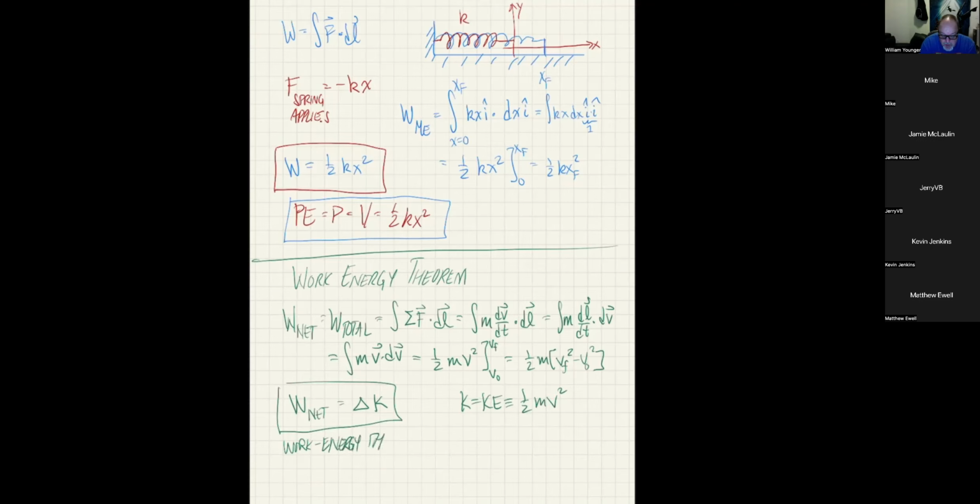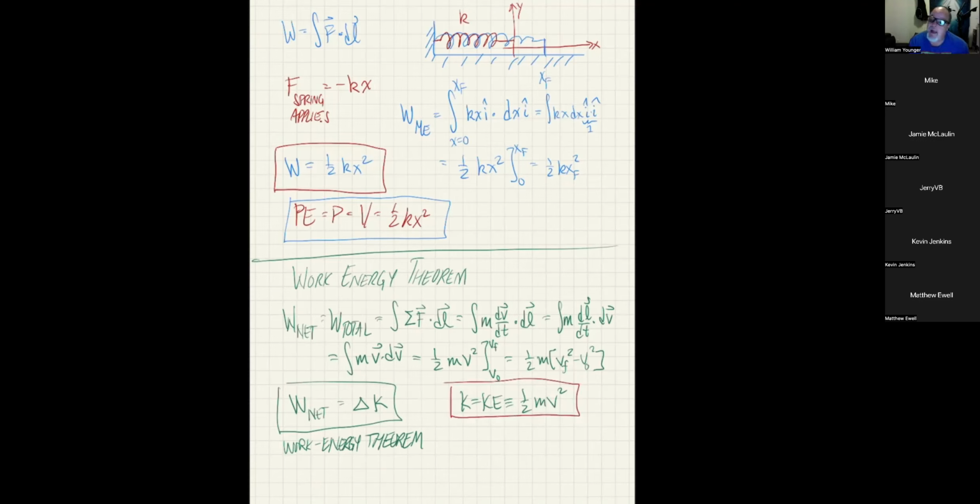So if you sum up all the forces acting on something and calculate all the works done by them throughout some time period, whatever that number comes out to be will be equal to the change in kinetic energy of the object. Okay, so we've now defined a quantity called kinetic energy, which is 1/2 m v squared.